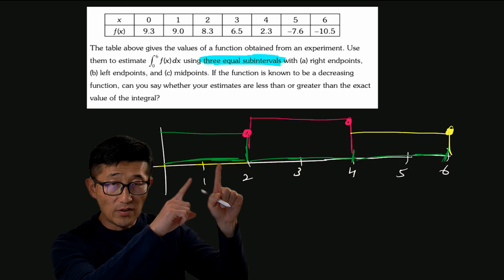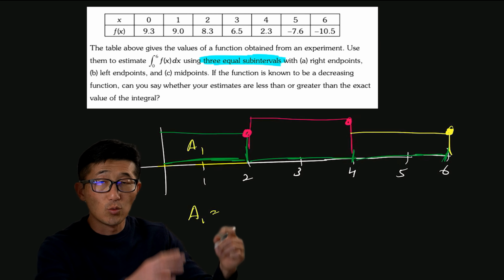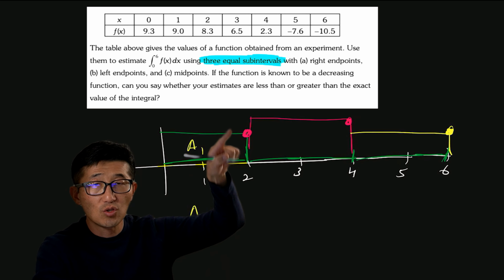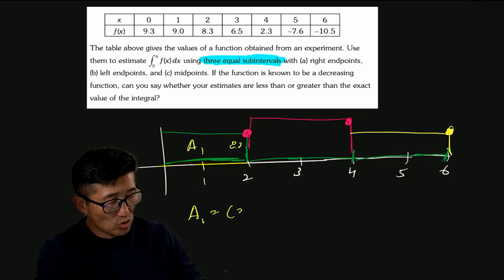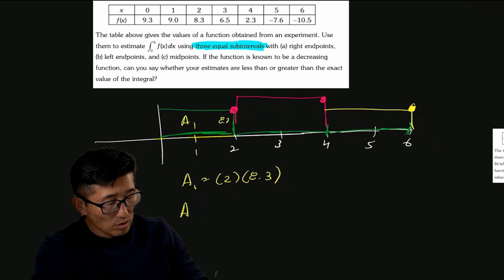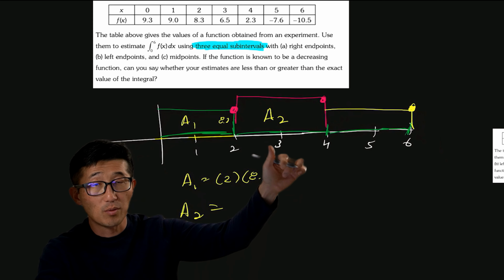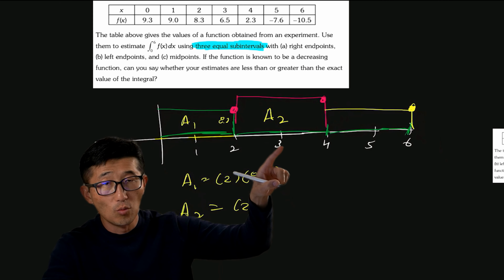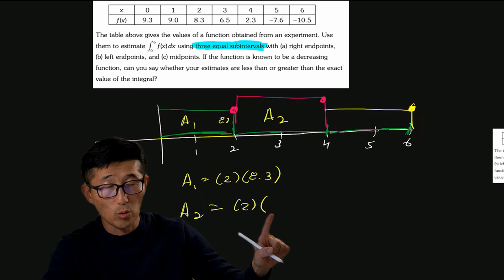So to find the area of this rectangle, which is area 1, it's basically width, which is 2, times the height. The height at x equals 2 is 8.3. So it's going to be 2 times 8.3. That's area 1. Area 2, which is over here, is again going to be 2 times the height, but at 4. And make sure you don't accidentally put the 4, which is an x value, over here. Here, we want the y value.